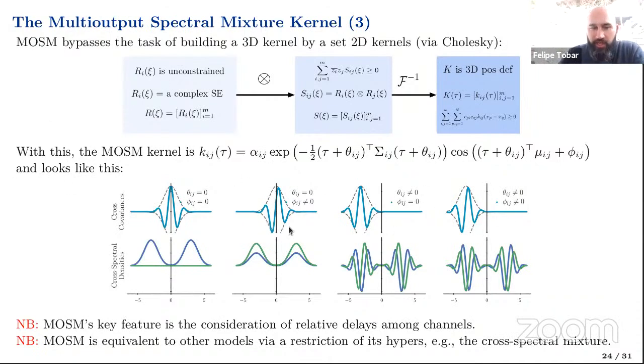And it has a few parameters, looks like this. So the cross covariances look like this, and the cross spectral density looks like this. Blue for real part, green for imaginary part. And the key thing of this model, which is called the multi-output spectral mixture, is that it has some delay parameters. So you can model how delayed different channels are among one another. This includes other models as particular instances. So for example, the cross spectral mixture that you might have heard of. The previous models are also modeled by the multi-output spectral mixture by setting the angle to 0, so basically this R function in the origin and so on.